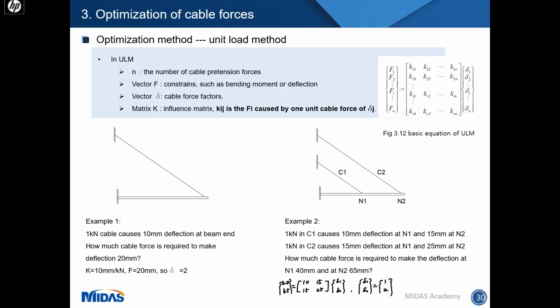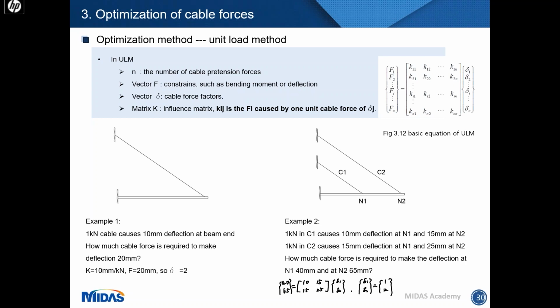Vector F is the constraints. Vector delta is the cable force factors. Matrix K is the influence matrix. Kij is the Fi caused by 1 unit cable force of delta j. We can understand this method by 2 examples.